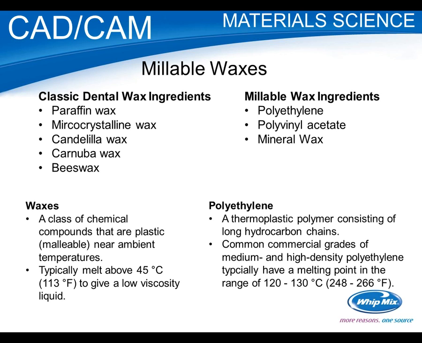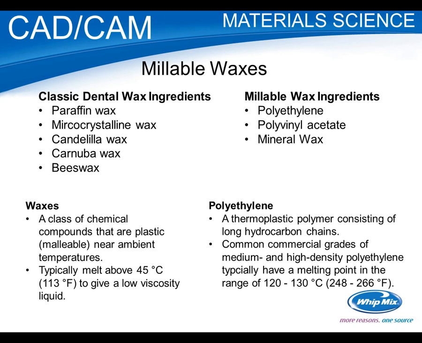Polyethylene, which is usually a key ingredient in the millable waxes, is a thermoplastic polymer, so on heating it'll melt, just like your candle wax. But again, it has much longer hydrocarbon chains and typically more branches. There's a number of different grades that are used, and compared to your other waxes, you can see they have a much higher melting point. Instead of 45 C, you're up at 120, 130 C, or 248 to 266 F.